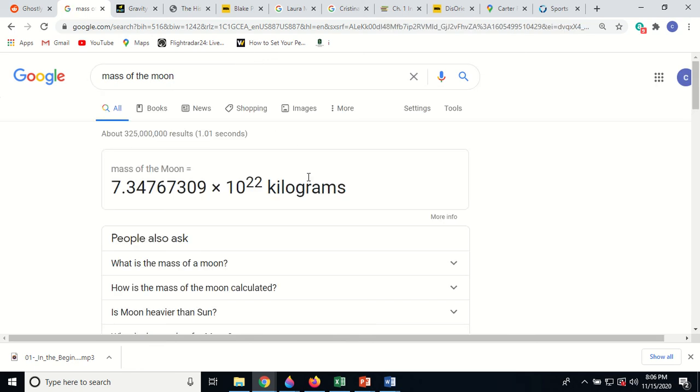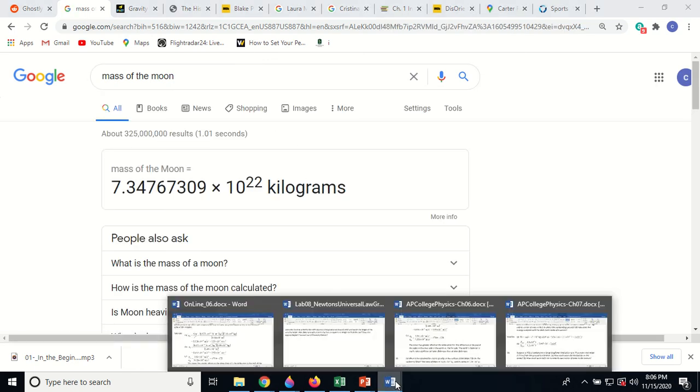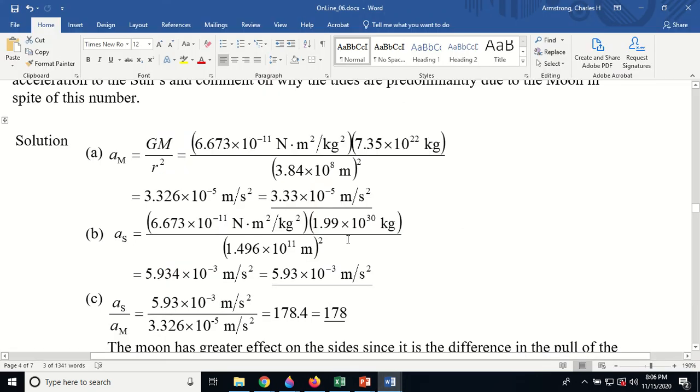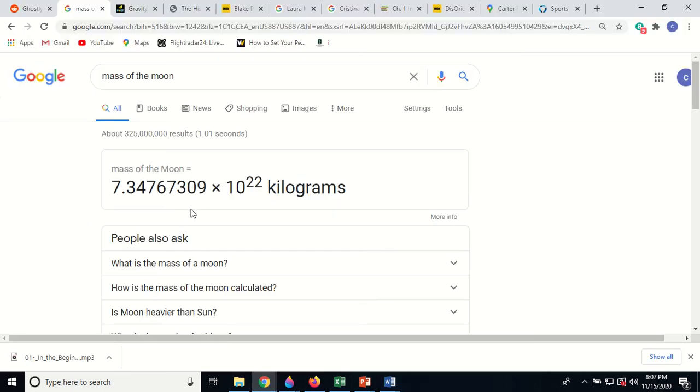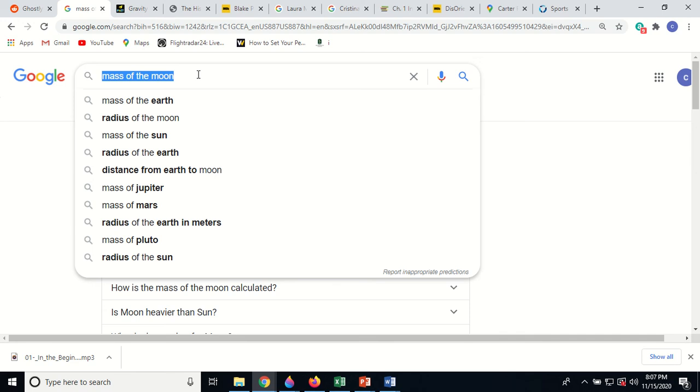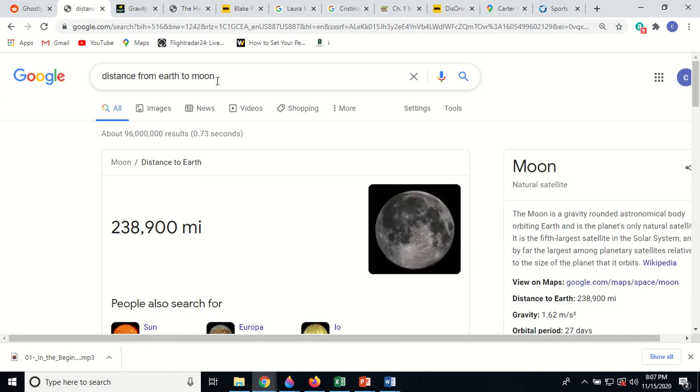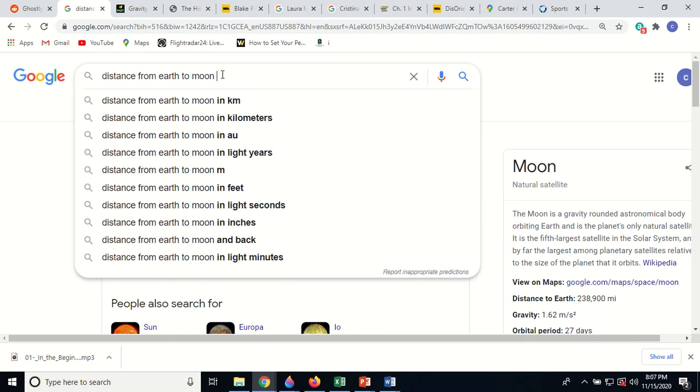7.347 times 10 to the 22. That's the same thing. See, we got it right there. And then the distance between the Earth and the moon. That's something else you can Google. Distance from Earth to moon. They'll probably give it to me in miles though. So go in meters. In kilometers is good enough.